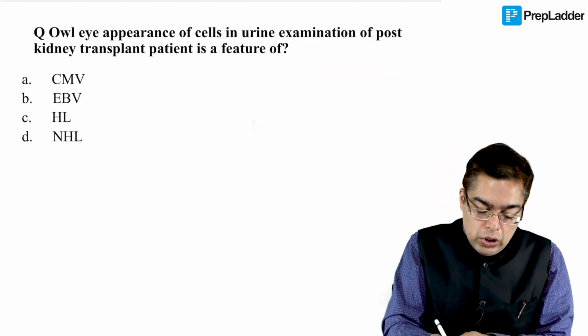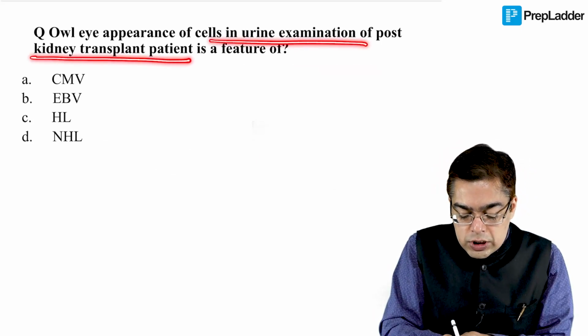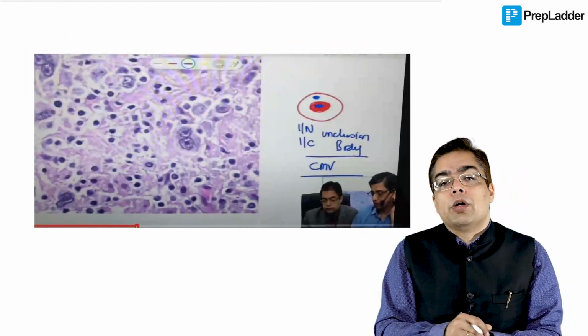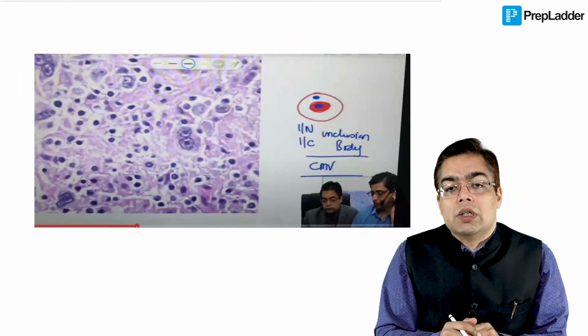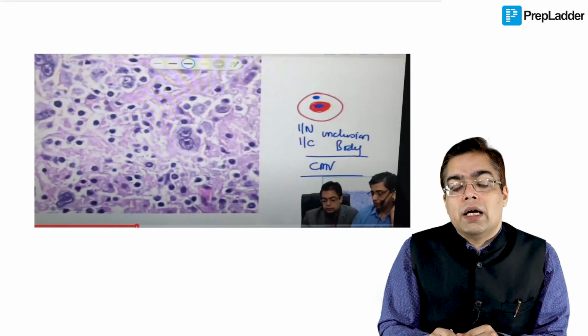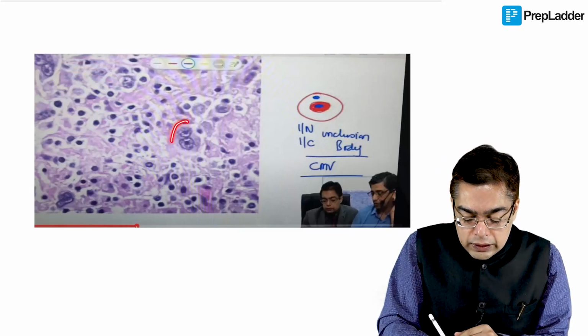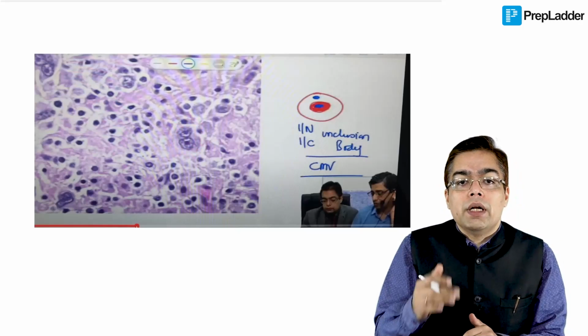Looking at the next question, owl eye appearance of the cells in the urine examination of a post-kidney transplant patient. I mean, again, a direct rip-off of the concept that some of you actually asked us when we were having a discussion about the Reed-Sternberg cell. So sir and me did make a mention of the fact that Reed-Sternberg cells are going to be having the presence of an owl eye appearance because of a binucleate and prominent nucleoli.